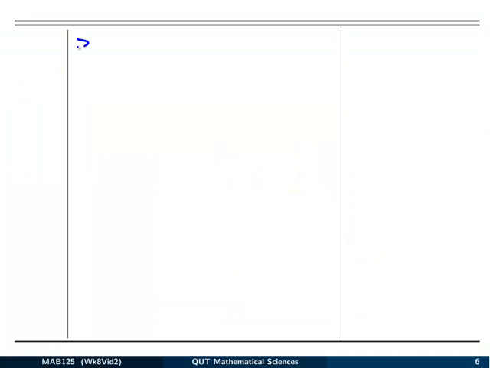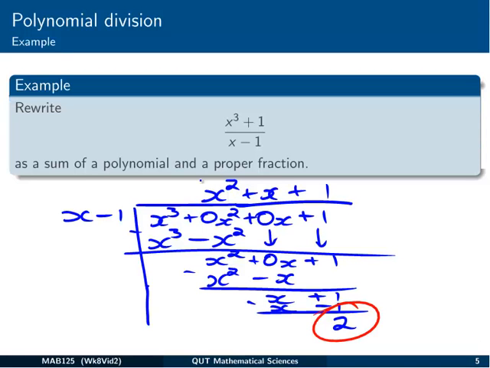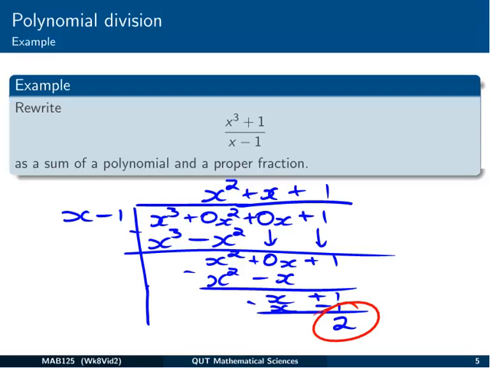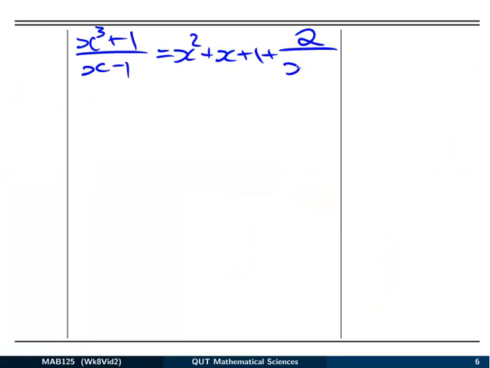So we're going to have x cubed plus 1 over x minus 1 is the polynomial result, x squared plus x plus 1, and then plus our remainder, 2 over x minus 1, which is a rational function, but a proper rational function. 2 is a lower power of x than x. So we've ended up writing our weird looking improper rational function as a polynomial piece, x squared plus x plus 1, and a proper rational function.